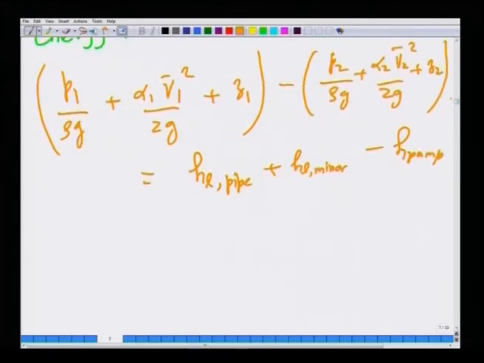Remember that if you have work done by the fluid on the surroundings, then this would have come with a positive sign. Since in our case we have used the convention that work done on the system is negative, this comes with a negative sign. Okay.